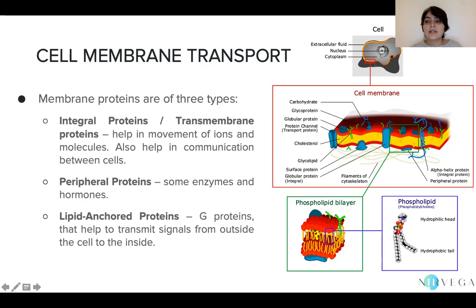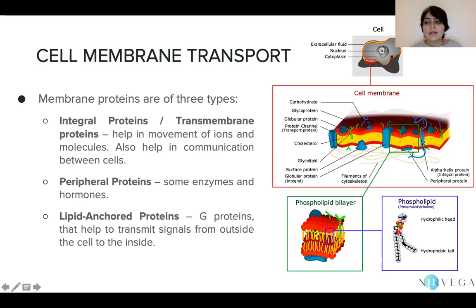As the word suggests, trans. When you say trans, you mean cross. Membrane, so it crosses the membrane, correct? So when we come here, look at this, integral proteins. These are also known as alpha helix proteins. You don't need to remember that.